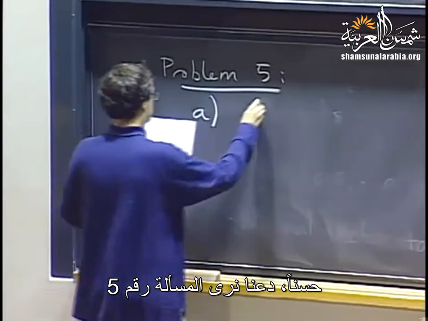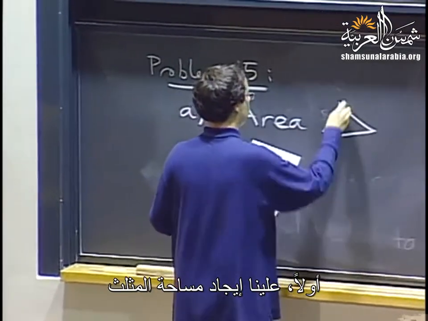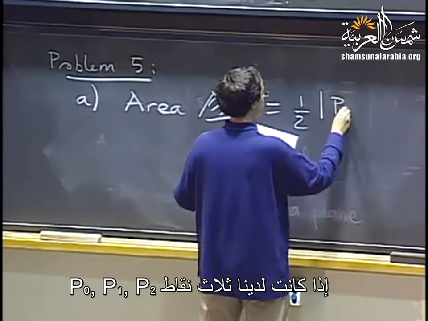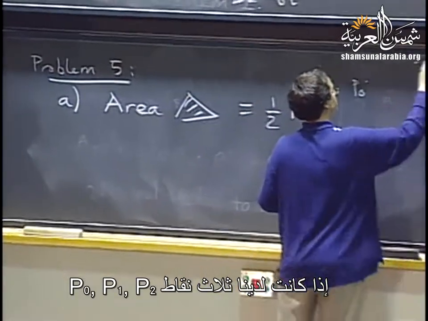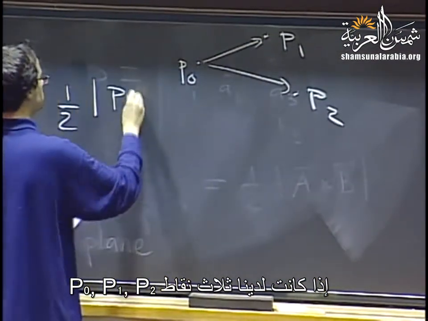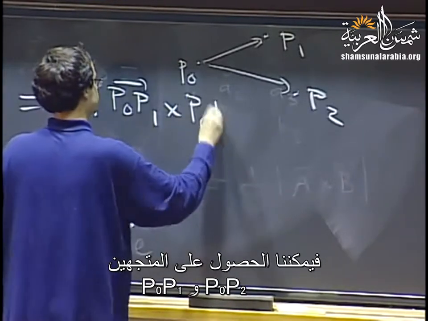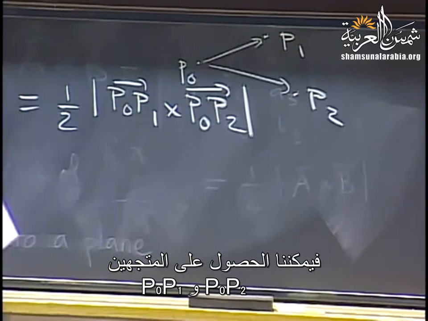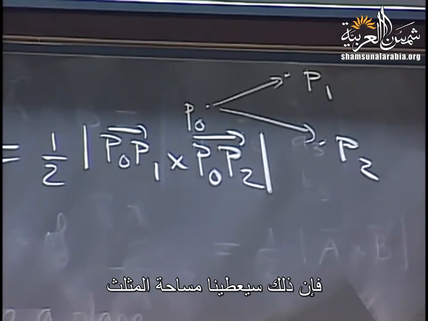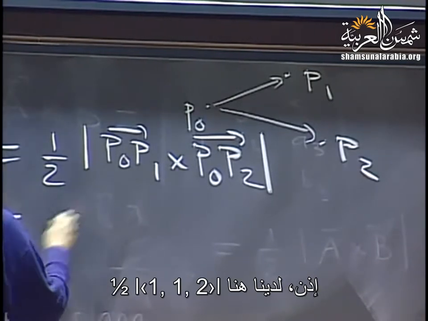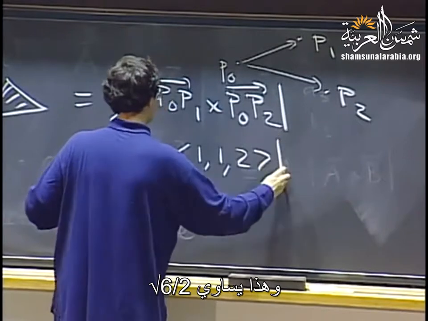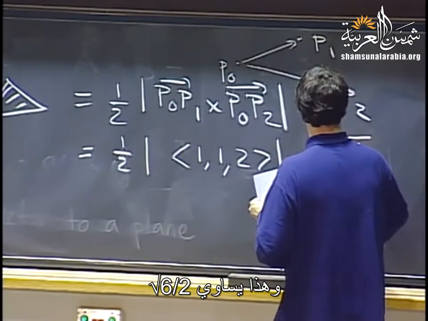So, first part, we have to find the area of a triangle. The way to do that is to take one half of the length of a cross product. If we have three points, P0, P1, P2, then we can form vectors P0P1 and P0P2. If we take that cross product, take the length of it and divide by two, that will give us the area of the triangle. Here, it turns out that this vector is 1, 1, 2, if I look at the solutions. So you will end up with square root of 6 over 2.